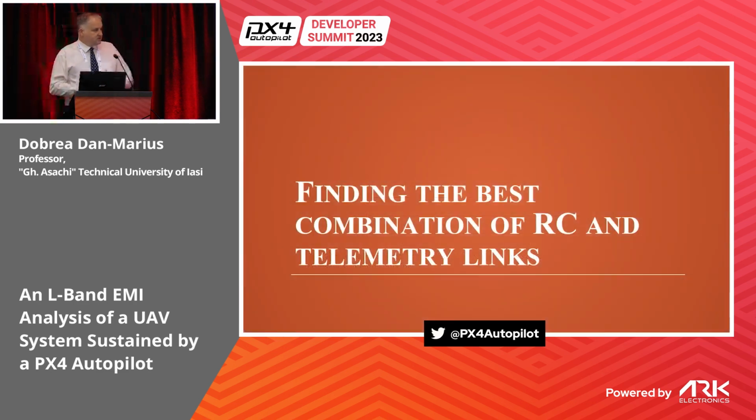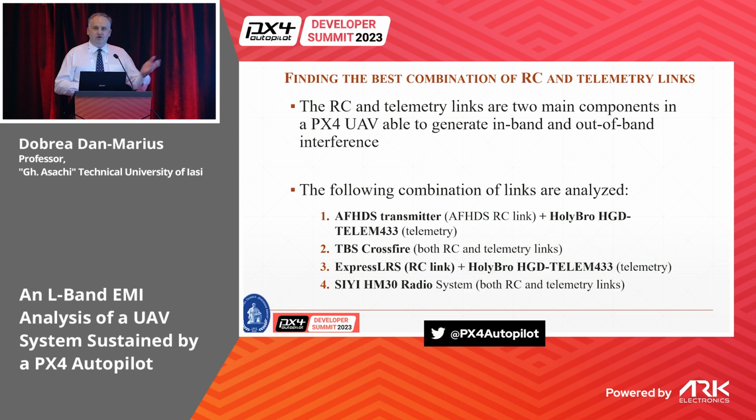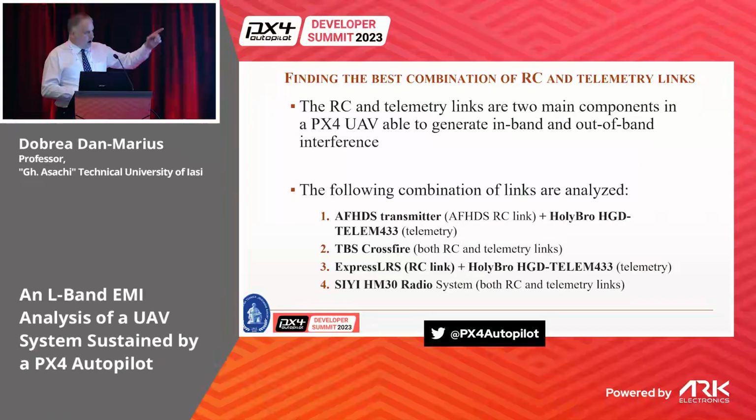Okay, the first analysis was done on the RC channel and the telemetry links, mainly because both of them are able to generate in-band and out-of-band interference. I analyzed all of these 4 types of links. The first one is the one with which the Hover Games drone is delivered. The other 3 are long-range links, and I analyzed all of them.